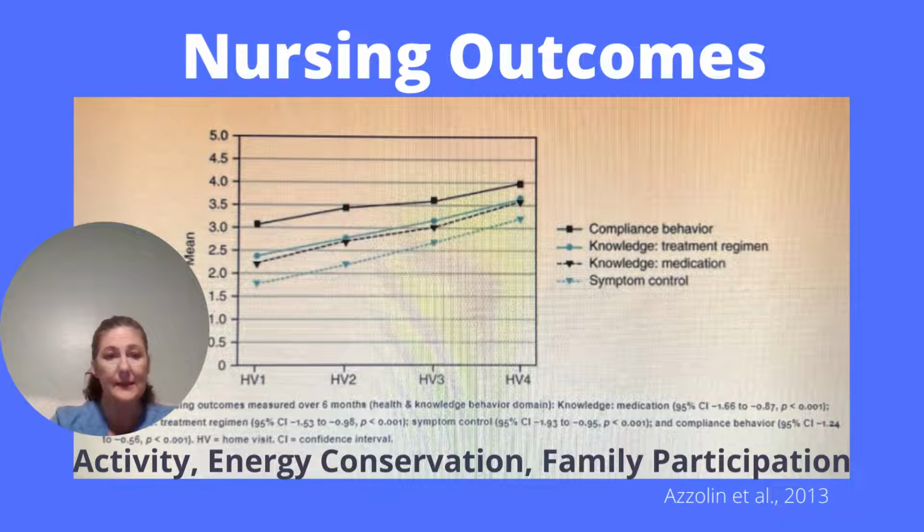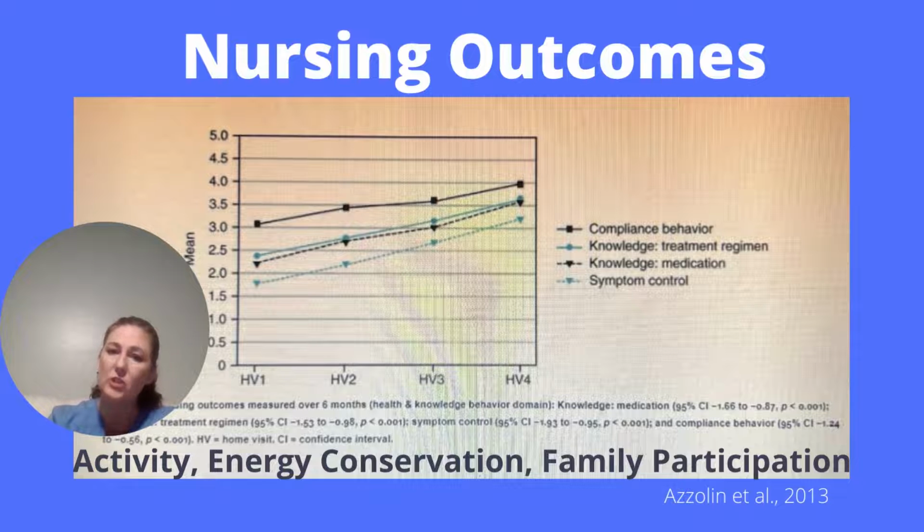The 8 outcomes selected and measured during the visits are split into 2 different graphs. So the first graph that we see here is split into 4 health outcomes that belong to the health and knowledge behavior domain. This includes knowledge of the treatment regimen, compliance behavior, knowledge of medication, and symptom control. Significant increases were observed in all domains in comparison of the scores obtained from the first and 4th visits.